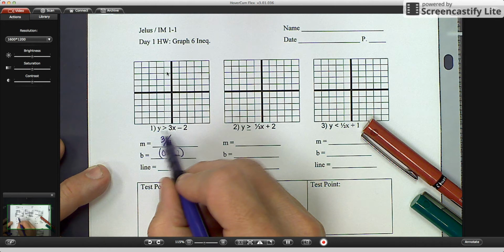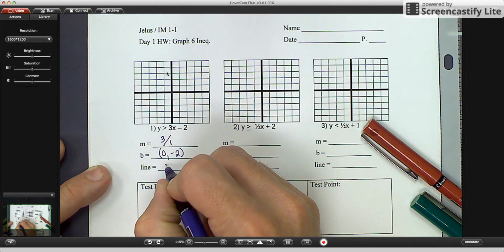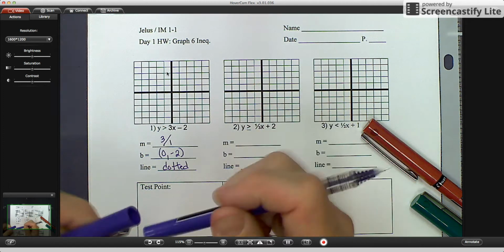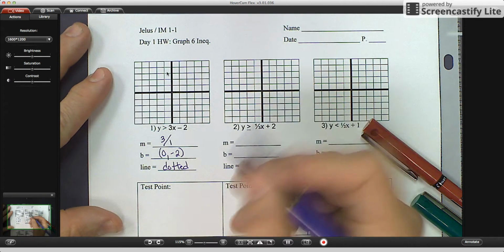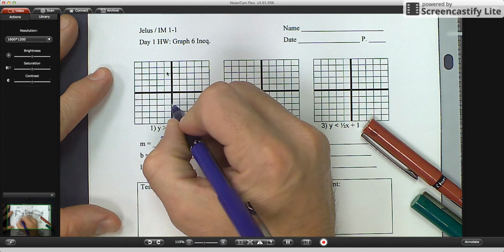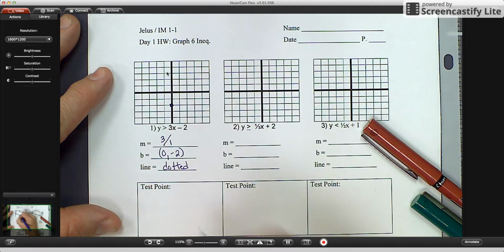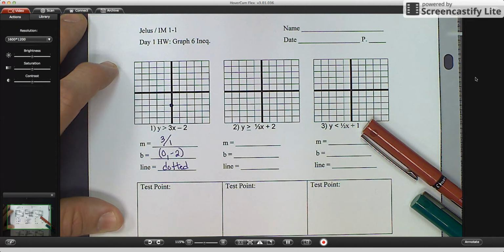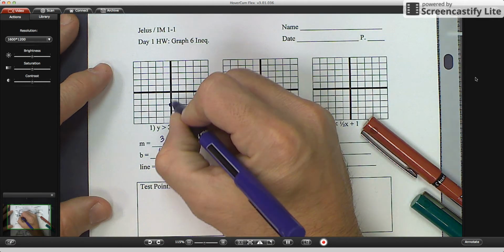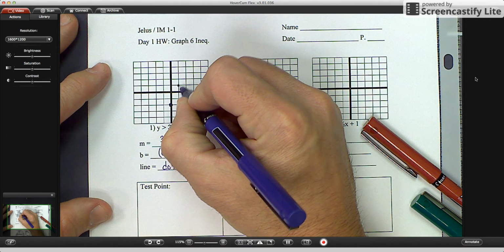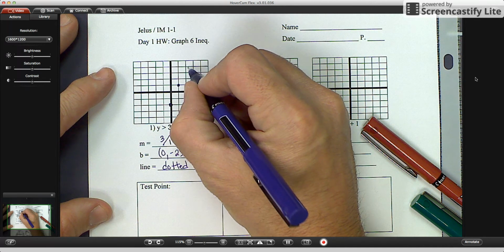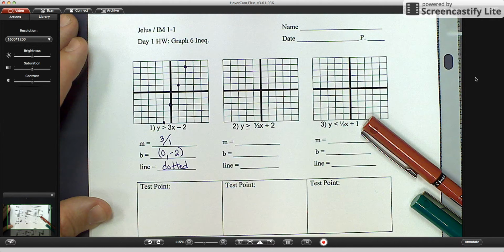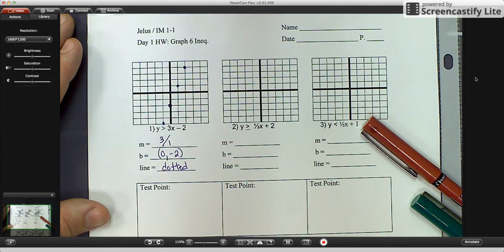In the line, since it's a greater than sign, the line is going to be dotted. You can also put dashed there as well. Okay, and then we're going to go and graph it. So I start at 0, negative 2, which is right there. And then I follow my slope, which is up 3 to the right 1, up 3 to the right 1, and then down 3 to the left 1. And again, we said it was a dashed line.